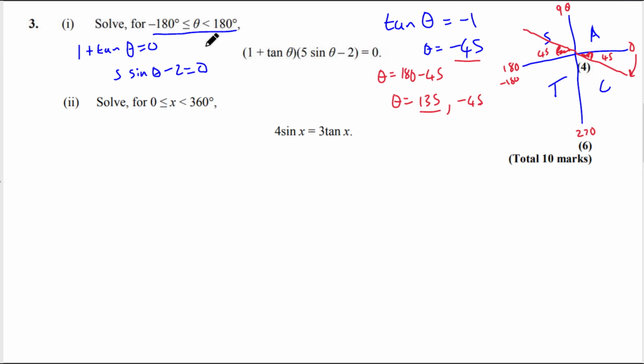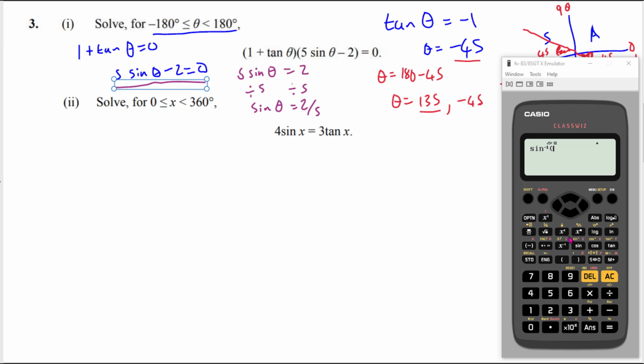Excellent. So now we just rearrange this so we can find theta first. We want that range between -180 and 180. So we're going to plus 2 on both sides to get 5 sine theta equals 2. Divide by 5, divide by 5, and then we get sine theta equals 2 over 5. Use your calculator. I'm going to use the fraction button. Press equals.